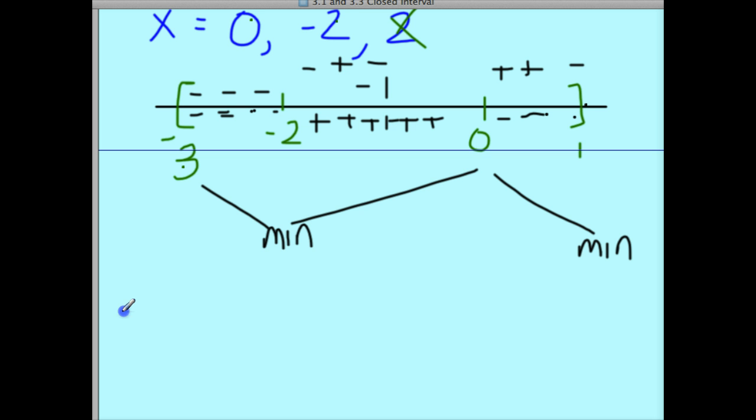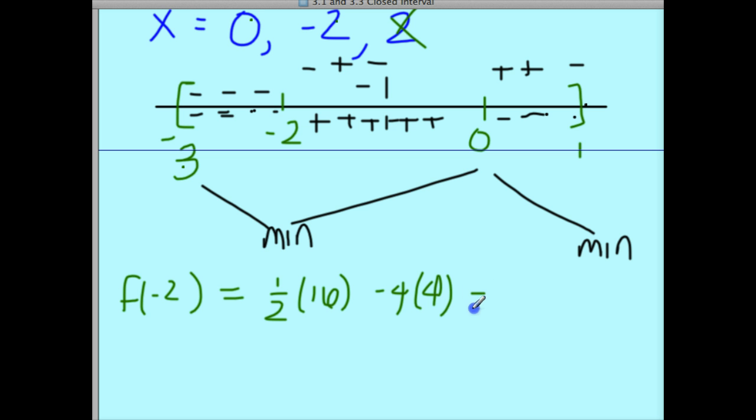So we get f of -2 is equal to 1/2 times -2 to the 4th, which gives us 16, minus 4 times -2 squared, which is 4. That gives us 8 minus 16, which gives us a -8.